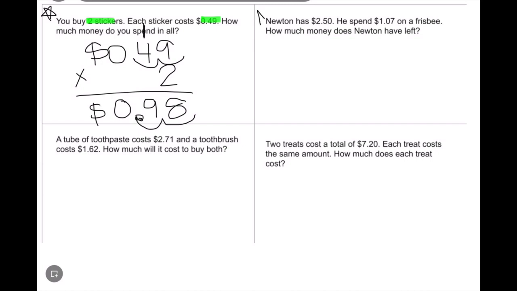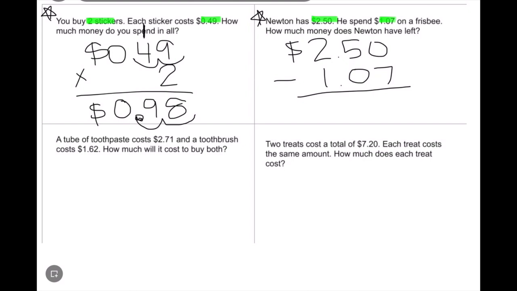Now let's go over to this side. Newton has $2.50. He spent $1.07 on a Frisbee. How much money does Newton have left? So we're starting with the value and we're taking some away from it, so that is subtraction. So the bigger value goes first because that's what he started with. Minus $1.07. Make sure you line up your decimals.